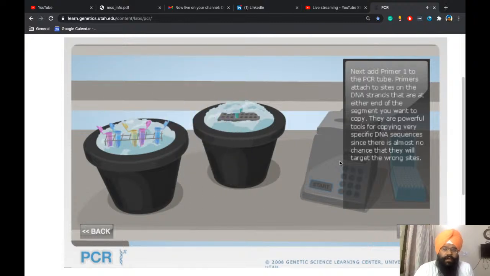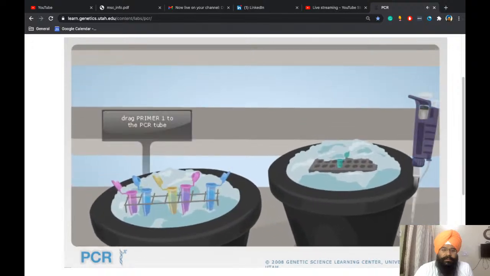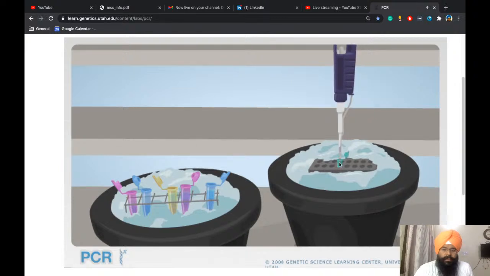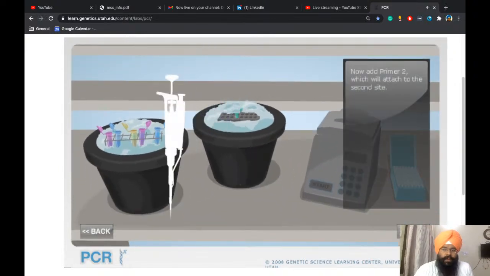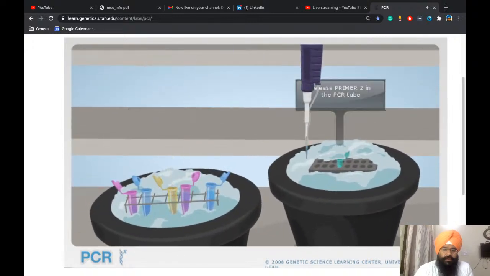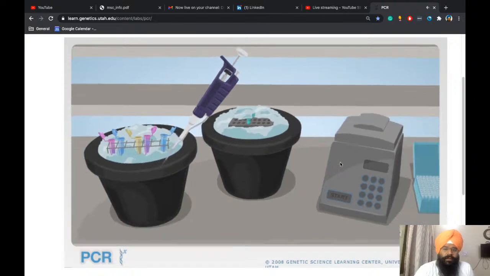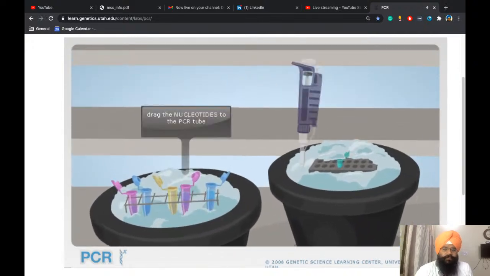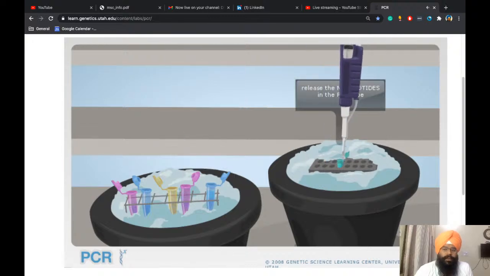Now add primer 1 to the PCR tube. Primers are powerful tools for copying very specific DNA sequences, and they prevent copying the target sequence at the wrong sites. So we take primer 1 and add it to the PCR tube. Now we will add primer 2 to the PCR tube. Now we will add nucleotides like A, C, G, T, which will make new copies of your DNA sequence. They act as genetic building blocks and will be used to make billions of DNA copies. So we take it and we add it.